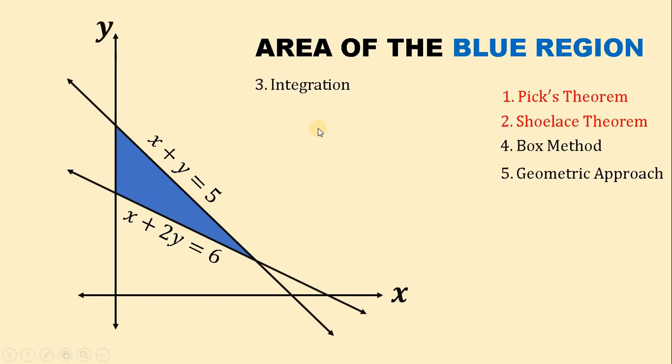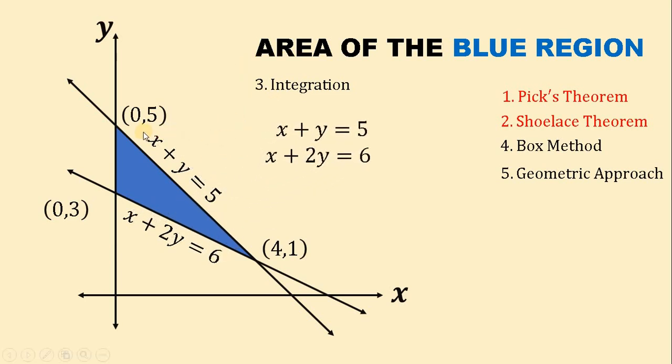Now, using this integration, we need also the coordinates of these points. And we know that we have (0, 5), (0, 3), and (4, 1). Now, also, when we use integration, we also need the formulas for the equations of these two lines. Now, using the first equation, x plus y equals 5, we need to solve for the value of y in terms of x. So let's do that.